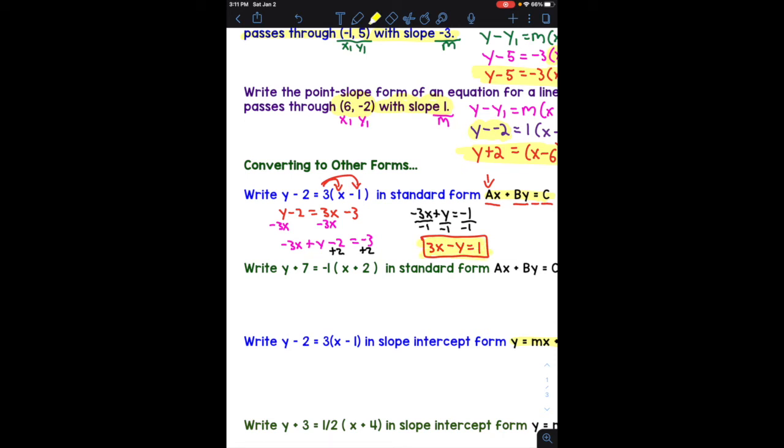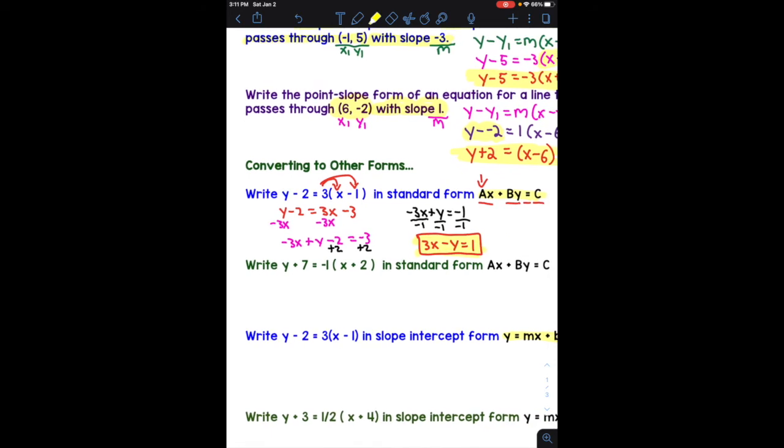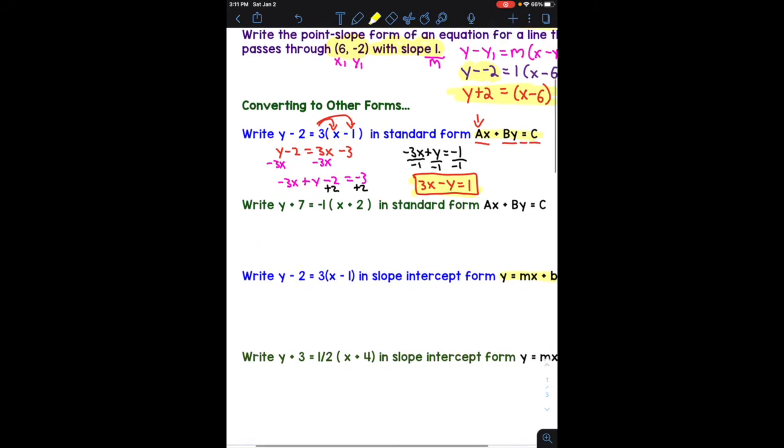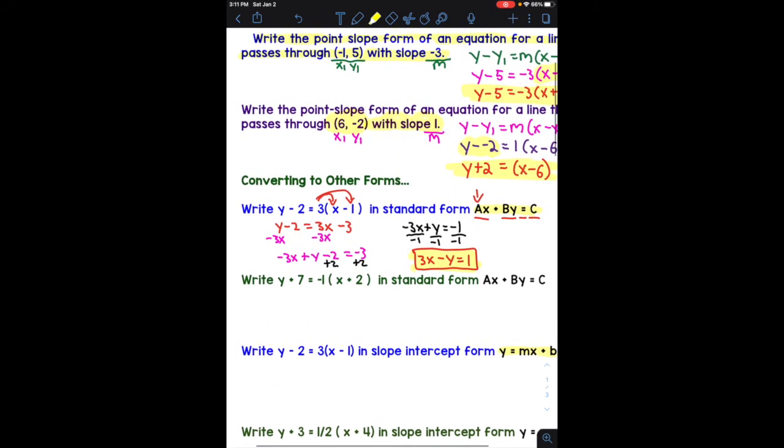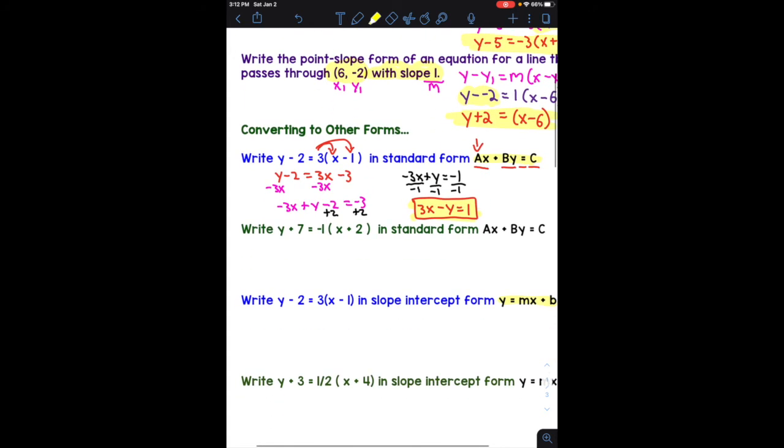Again, point-slope form is used because it's very easy to write an equation in point-slope form when you have the point and the slope of the line. And then it's also easy to then convert it to other forms if you need to. Let's go ahead and try the second standard form.